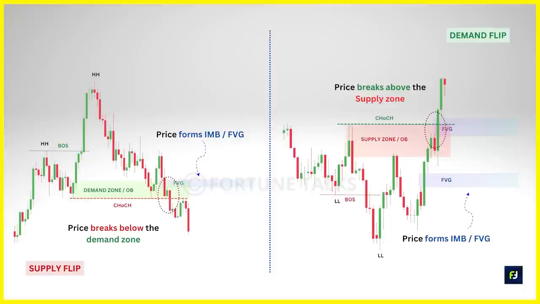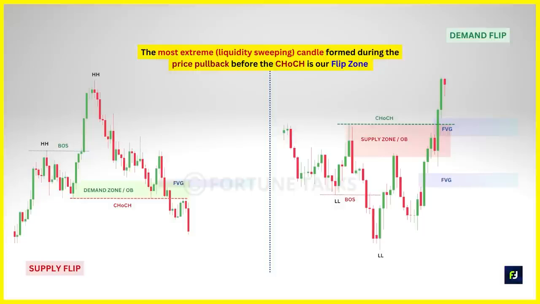If you have spotted an imbalance or inefficiency in price while breaking the supply or demand zone, then all you have to do is to find the extreme candle formed during the price pullback from the supply or demand zone before the price breaks through the supply or demand zone. You can mark the highs and lows of this candle using a rectangle, and this will be our flip zone. It is even better if this extreme candle is followed by a large bodied imbalance candle. But just keep in mind that the breakout move should be associated with a price imbalance. We will understand the reason for this in a short while.